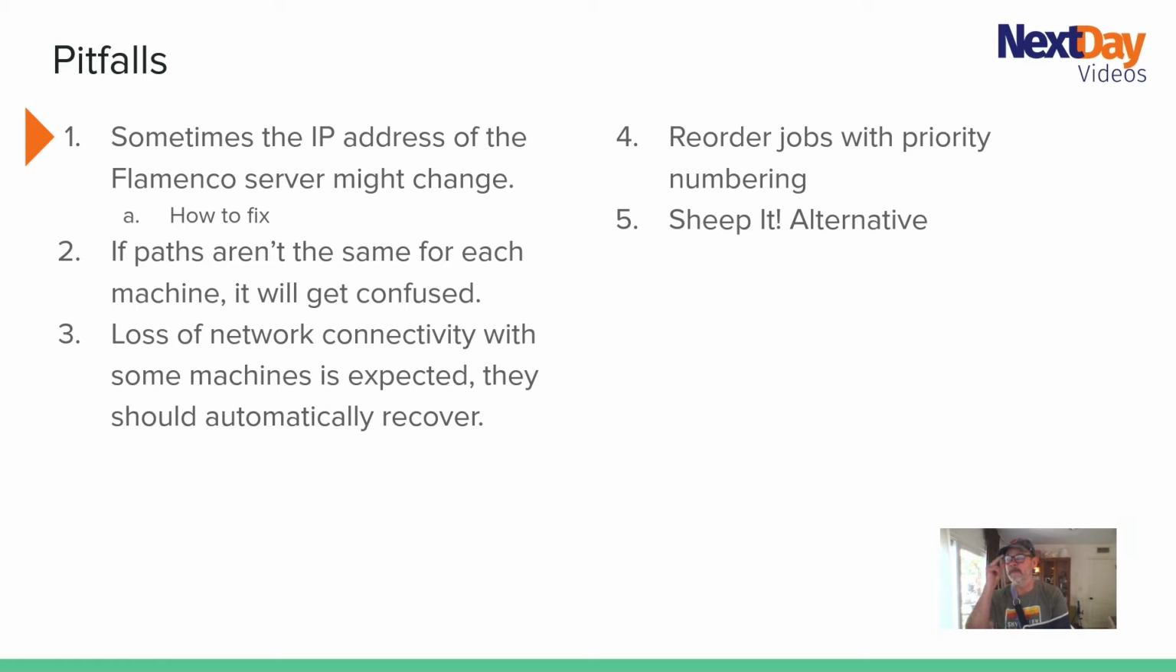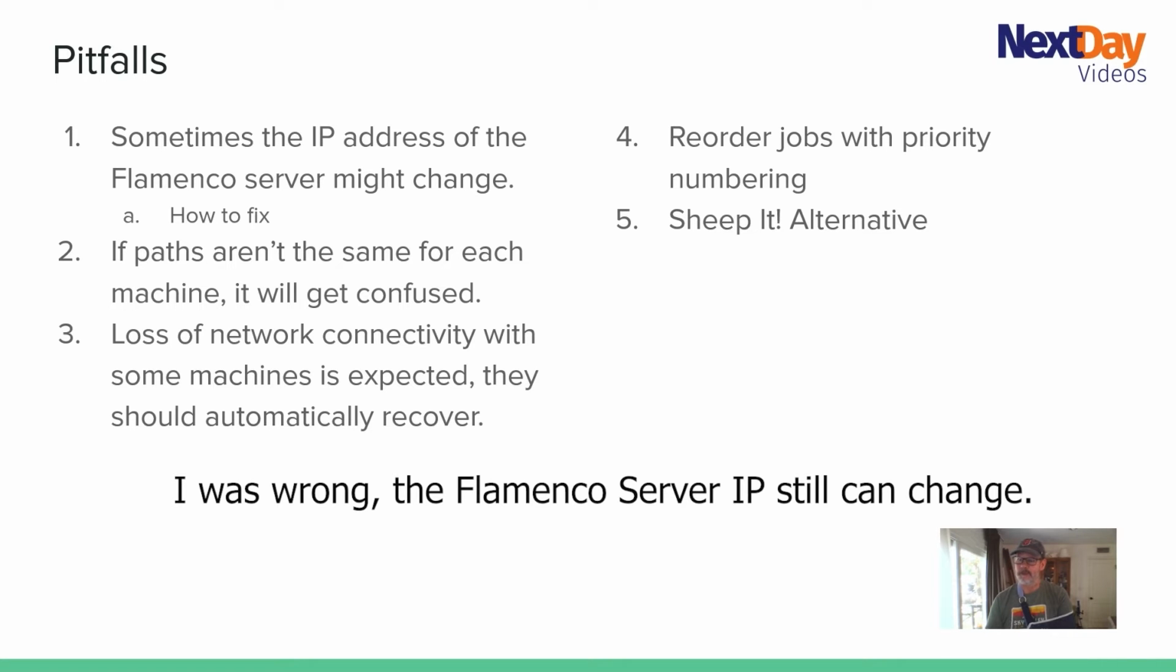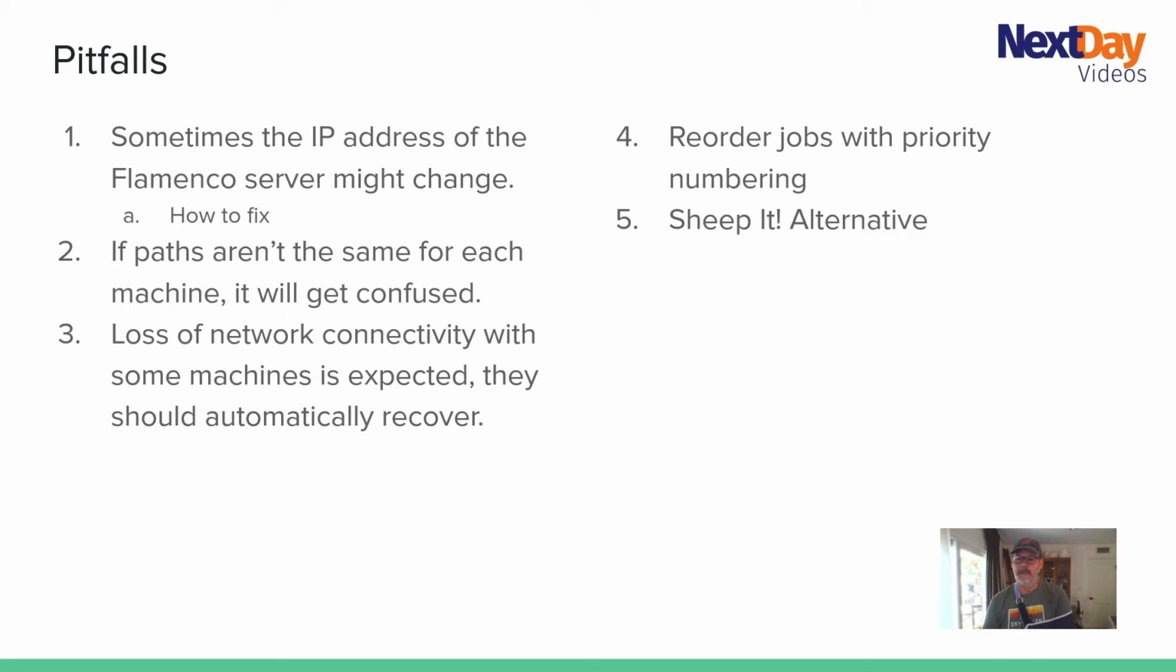past using Flamenco. Sometimes the IP address of the Flamenco server might change. Now, I suspect in the newest version of Flamenco 3.4 that this doesn't happen anymore. But if you're using an older version, even 3.1, I encountered this issue. Just sometimes the Flamenco server changes the IP address. So what you have to do is in Flamenco, go back into the add-on and put in the new IP address, which you get when you first open the Flamenco manager in that command line output.